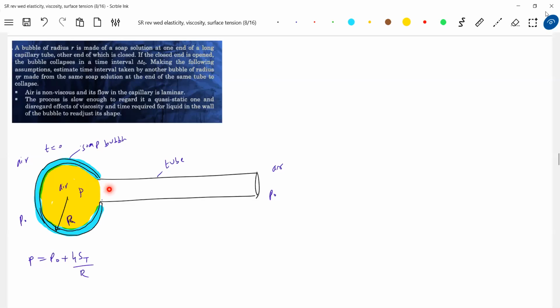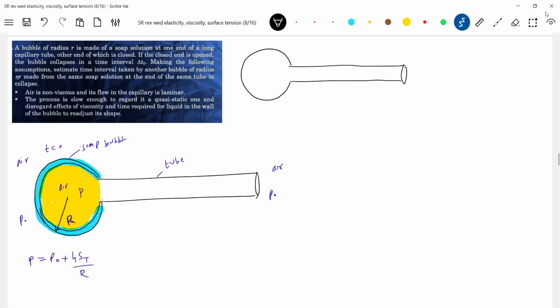Delta T naught means the air will escape. As it escapes, the bubble will take shape like this, and finally it will be like this. One more small diagram. If you can understand the sequence, it'll be easy for you. So it will be initially like this. After some time, and after some time it will be like this. It will keep on collapsing like this. So the air will rush here.